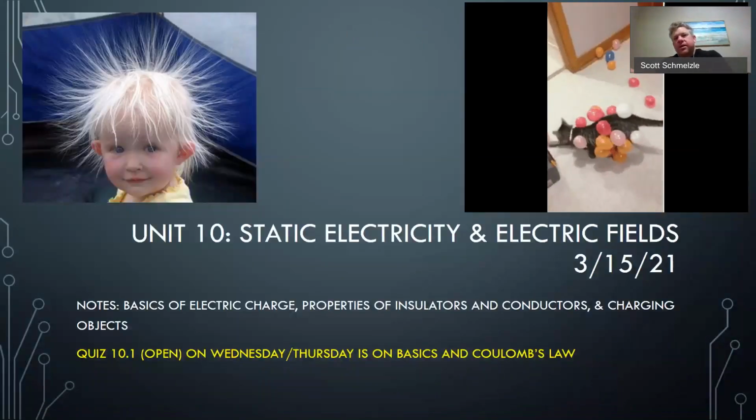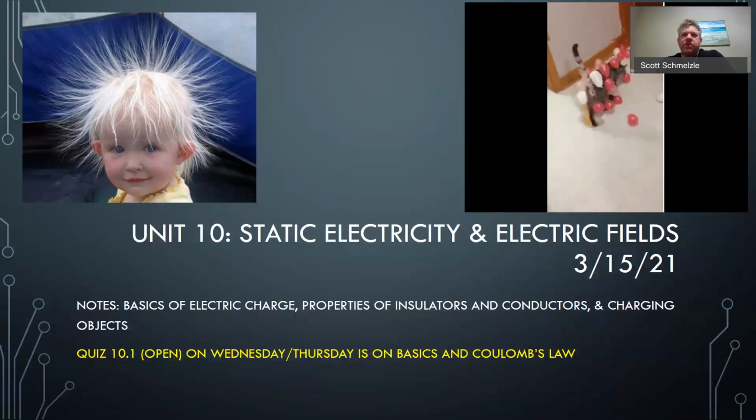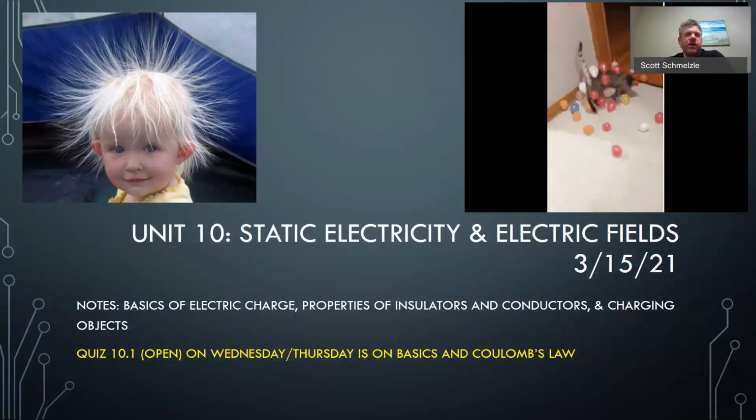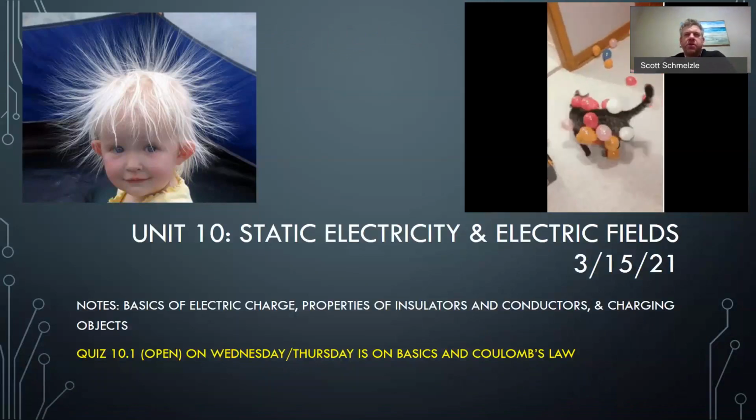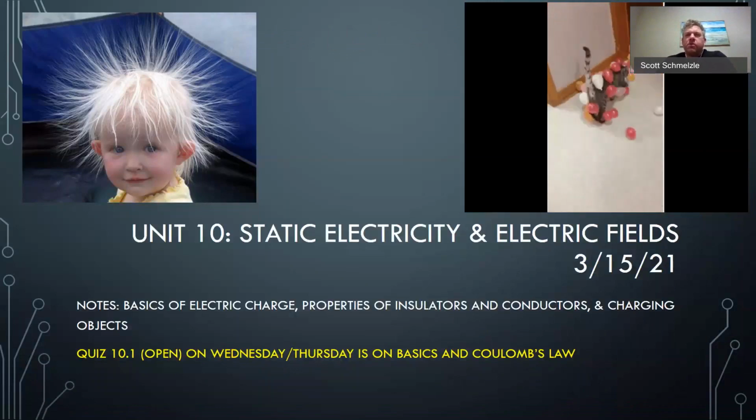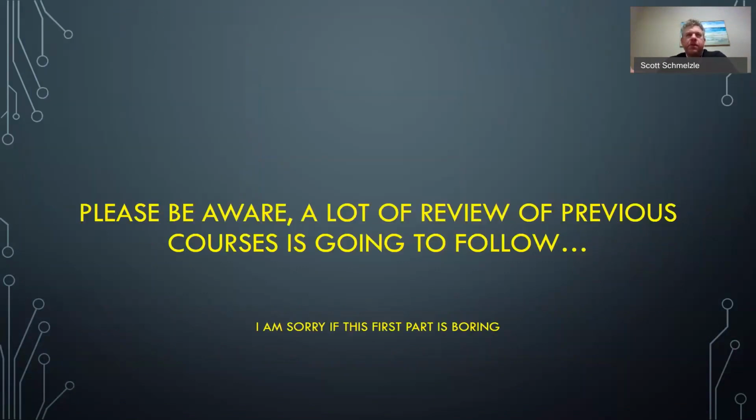Okay, so Unit 10 is about static electricity and electric fields. For today, we're going to do basics of electricity or electric charge, properties of insulators, conductors, and charging objects. Your quiz next week will be on Coulomb's law and also on the basics here. So I'm going to preface all of this stuff before we start with, you've heard this before.